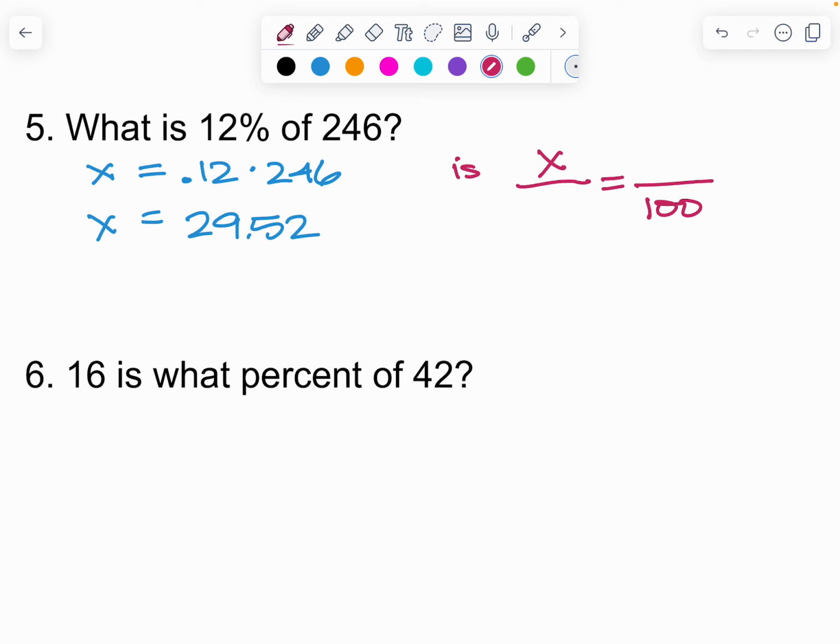Do you even want me to label it out in front to make it easy for you? Okay, what is 12%? The 12 goes here as a percent, and the of goes down below, 246. That 6 does not look great. All right, so here I go.